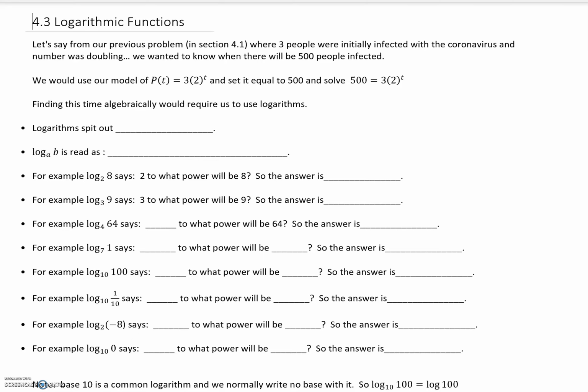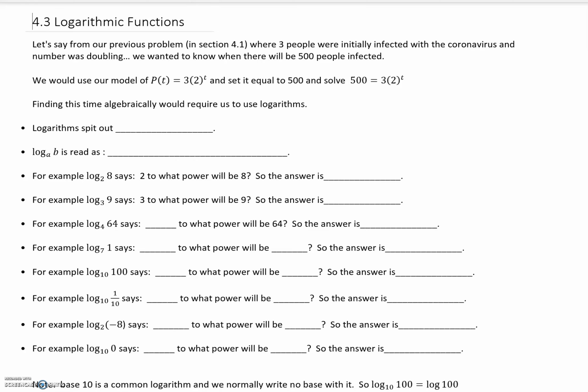In this section, we're going to look at logarithmic functions. Let's say from our previous examples, like in section 4.1, when there were 3 people initially infected with the coronavirus, and then the number was doubling. Let's say we wanted to know when, based on what was going on, there would be 500 people infected.